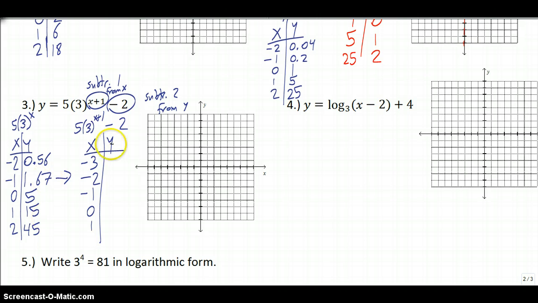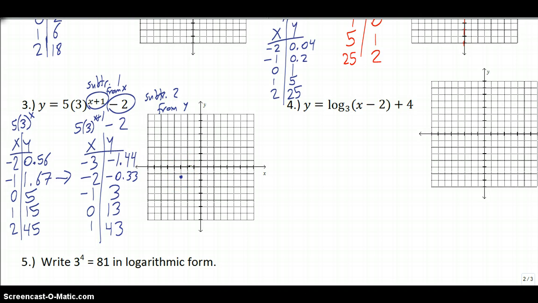And if you subtract 2 from your y's, you get -1.44. You'll get -0.33. You'll get 3. You'll get 13 and 43. And then you can graph it.